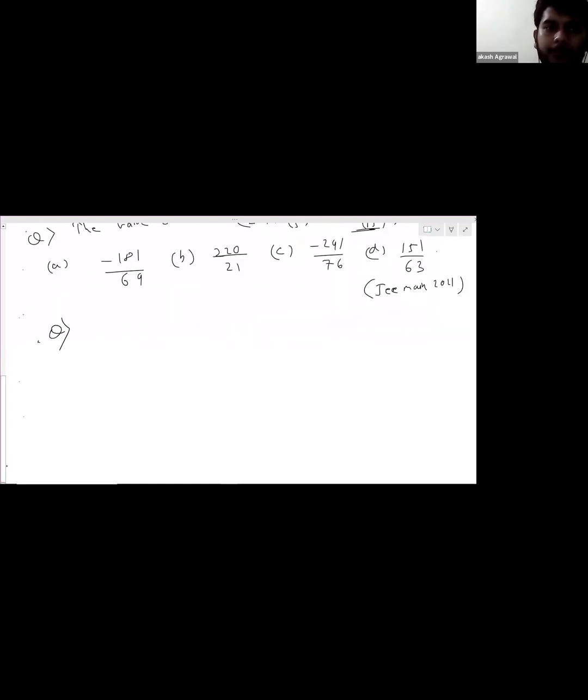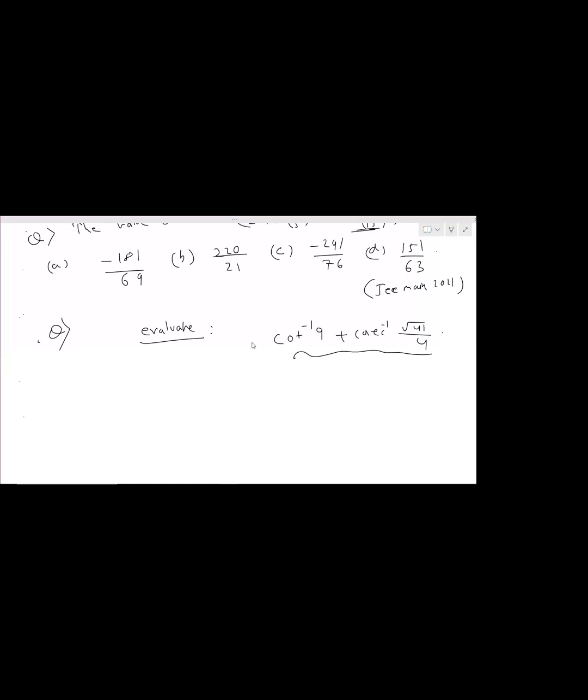One more question. This one is very simple. Evaluate cot inverse 9 plus cosec inverse root 41 by 4. Okay, see here, two functions are added. So what you can do, you can simply convert them into tan, then solve, using triangle method. Please solve it.